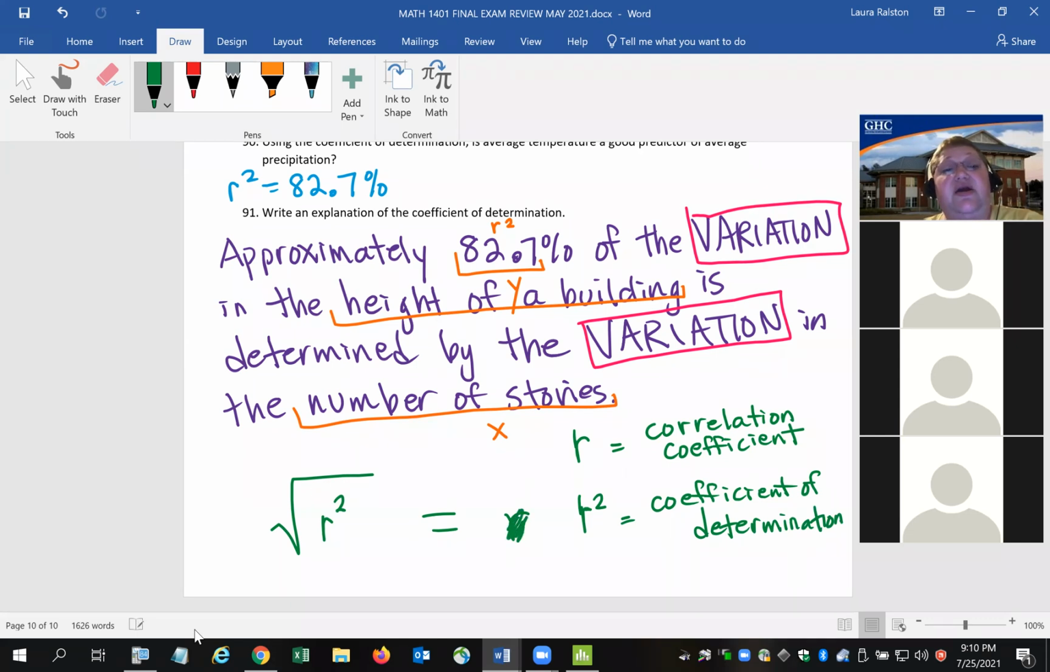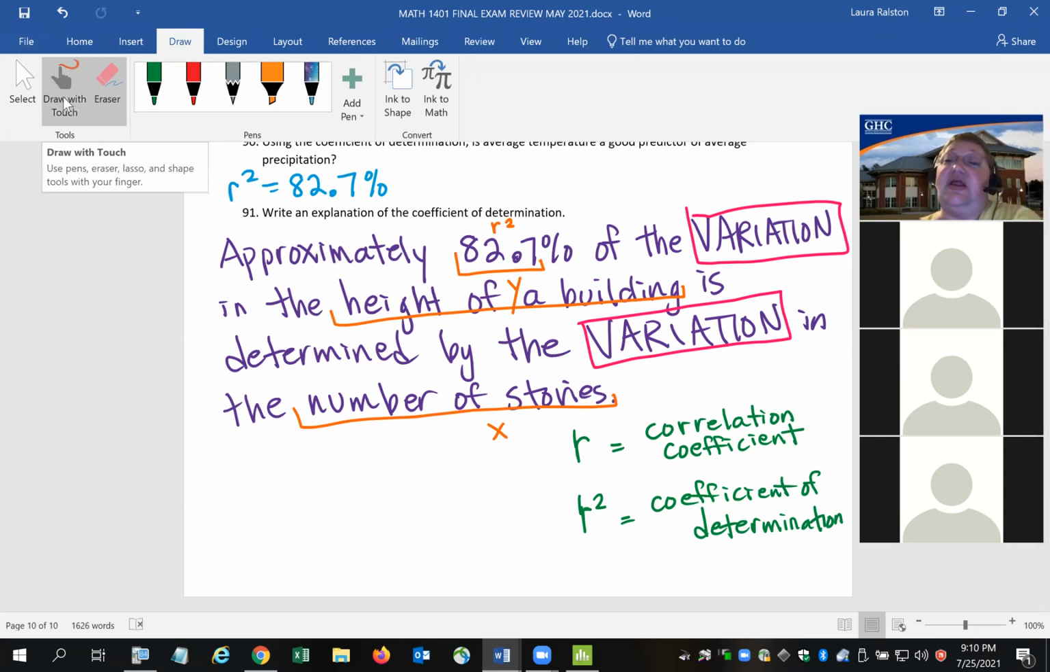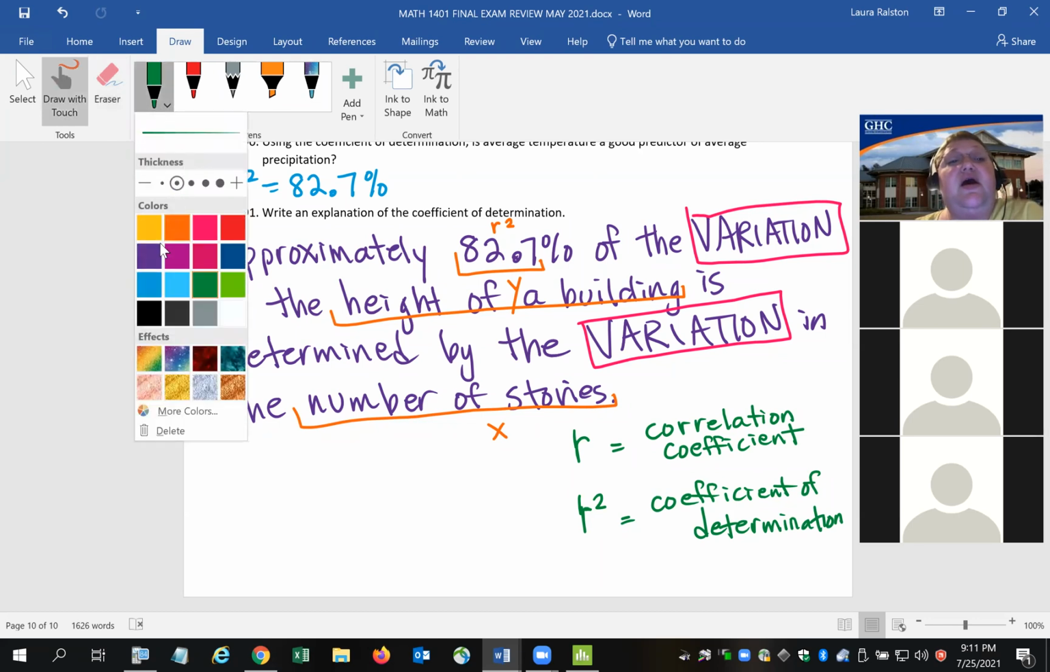Now, R squared, the other thing that a couple of people were making mistakes on is that R squared should always be positive. Even if your correlation coefficient is negative, because the relationship is negative, when you square it, a negative times a negative is a positive. So R squared is always positive. Your coefficient of determination should always be positive.